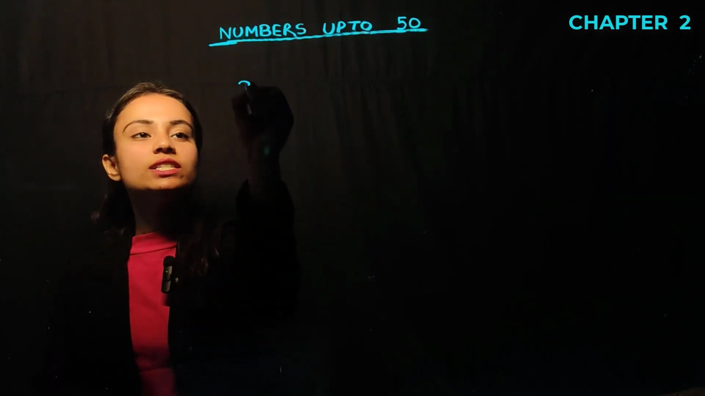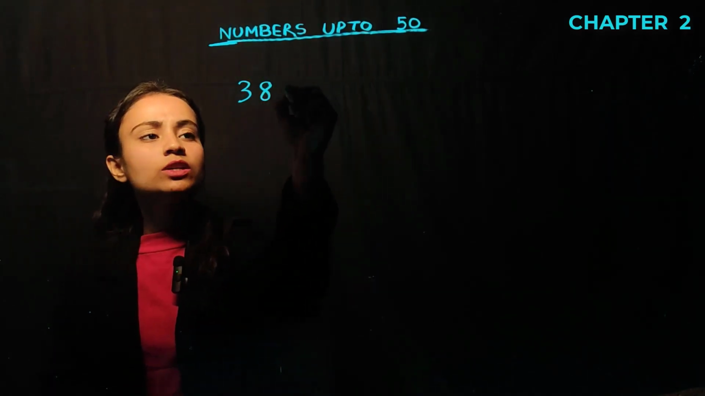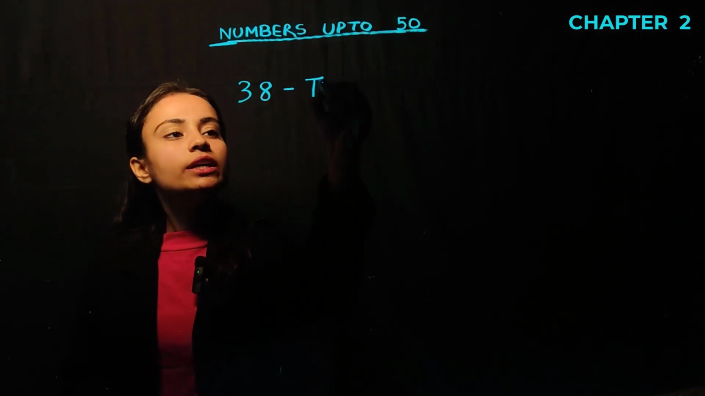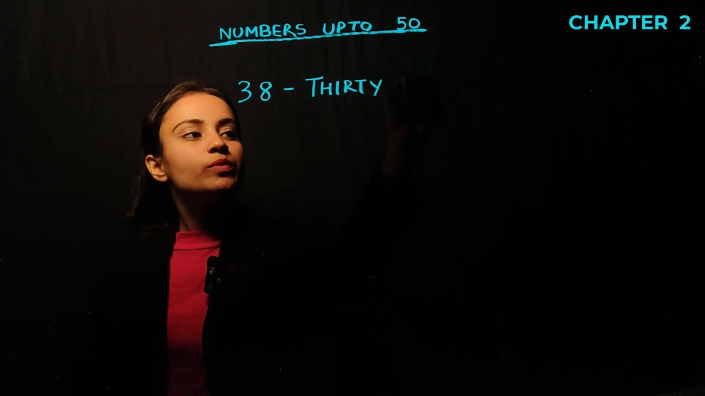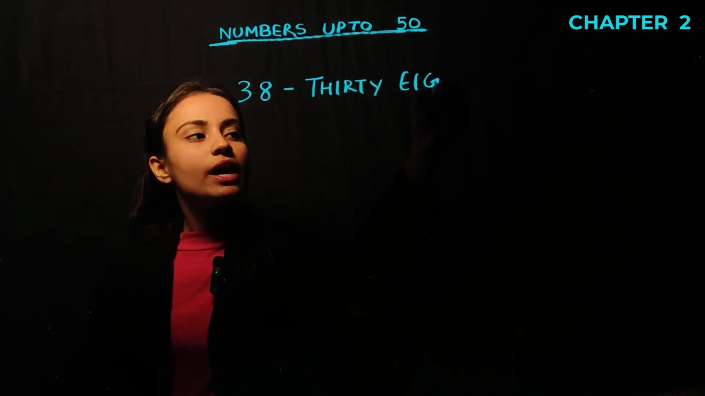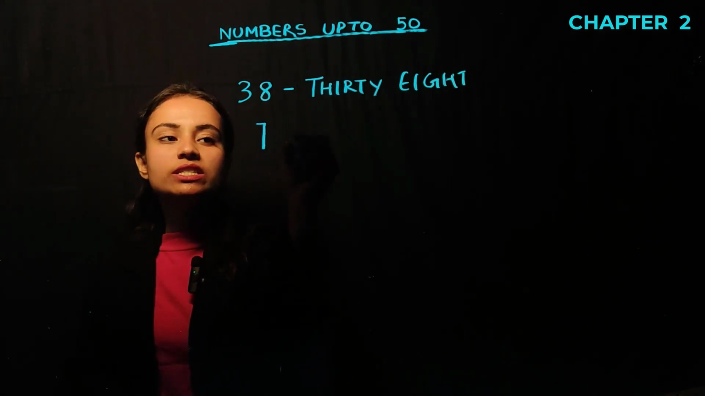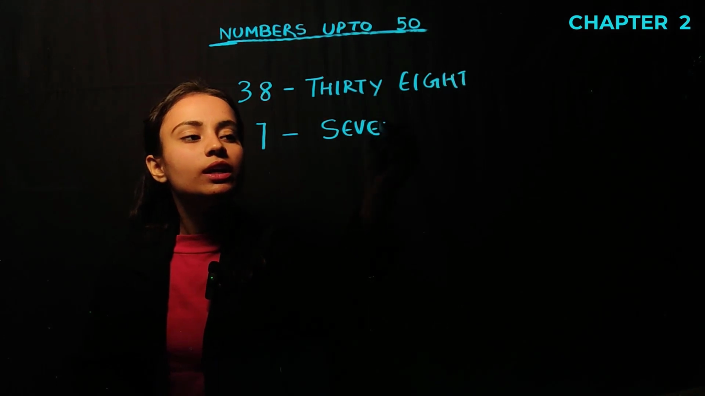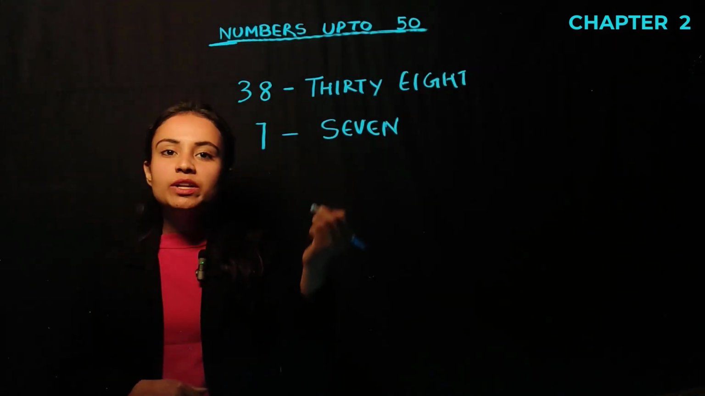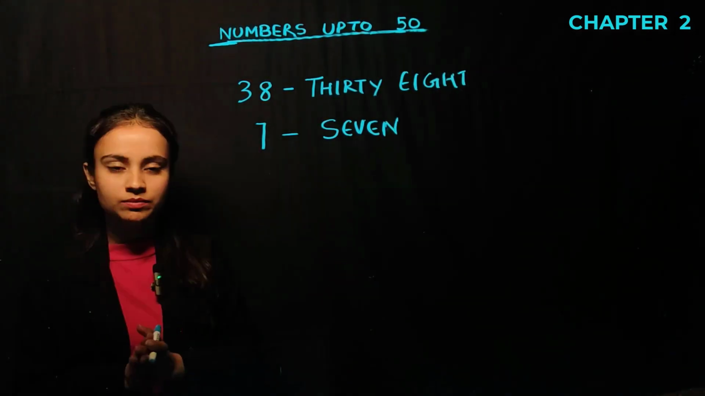So first is 38. So first we'll write 30. THIRTY 30. EIGHT 8 38. Next we have 7. 7 is SEVEN 7. In a similar manner you have to do the rest of the parts by yourself.